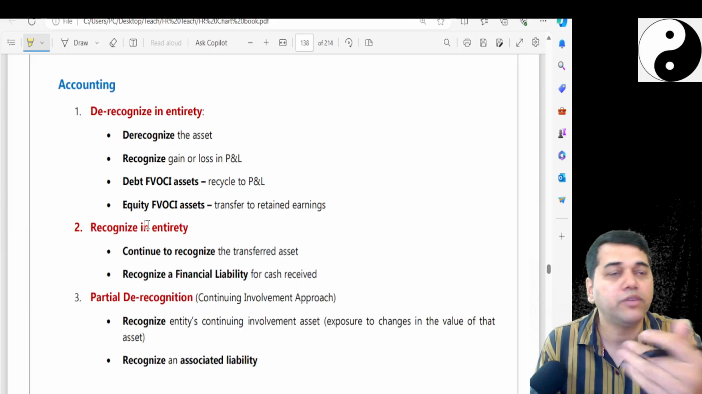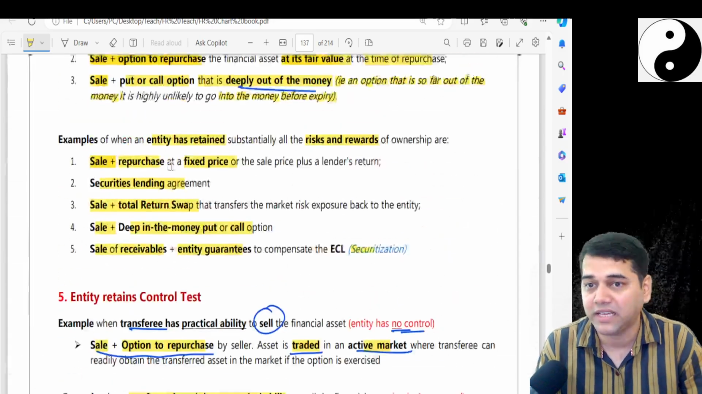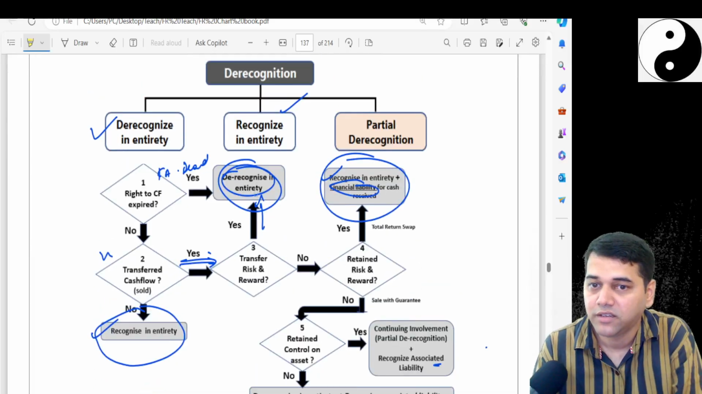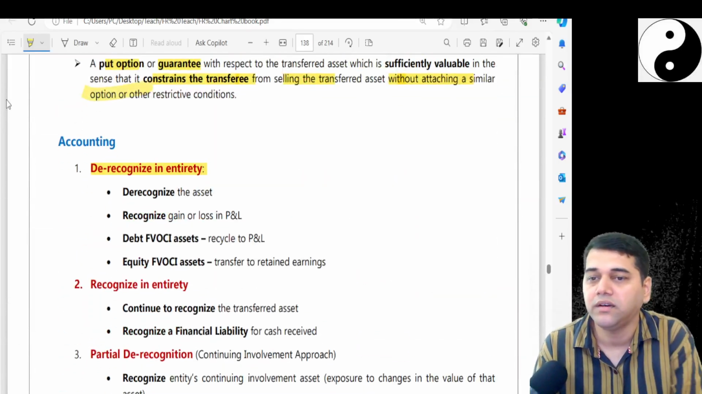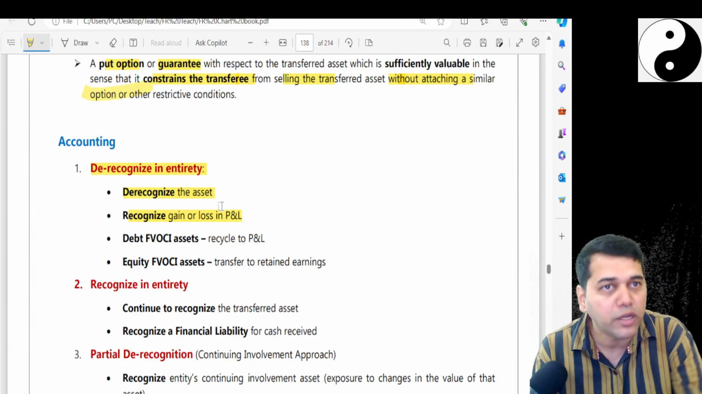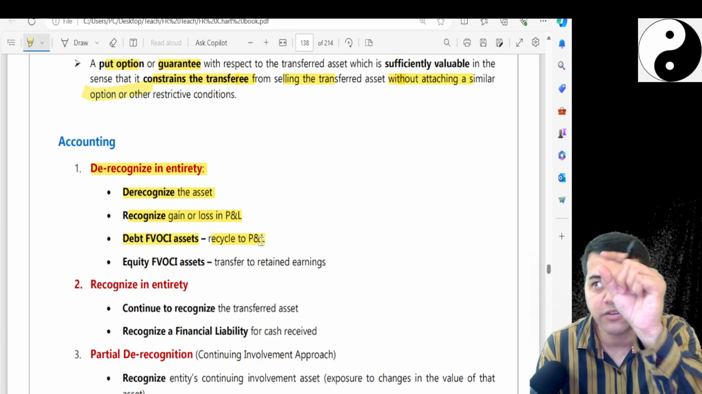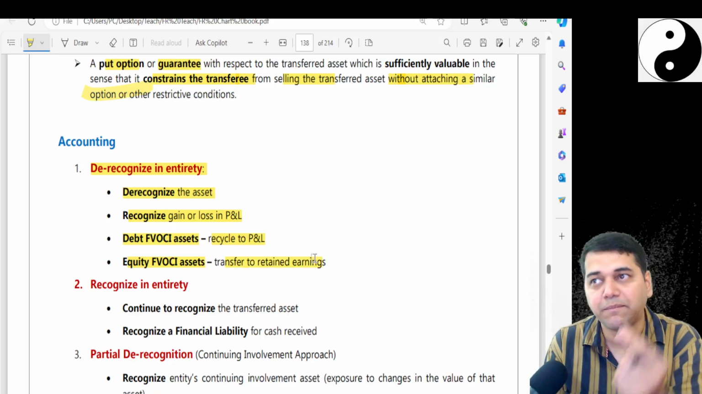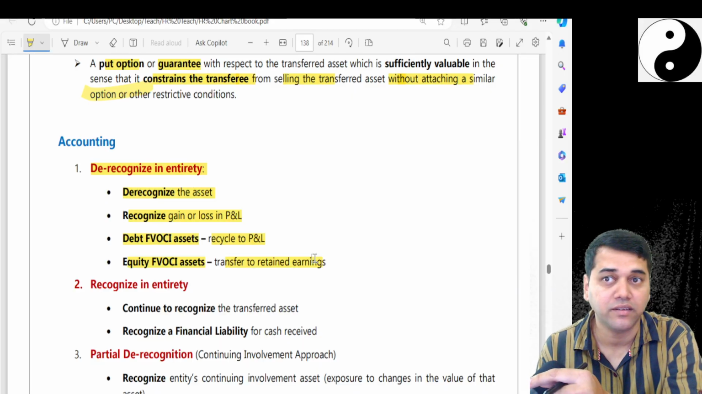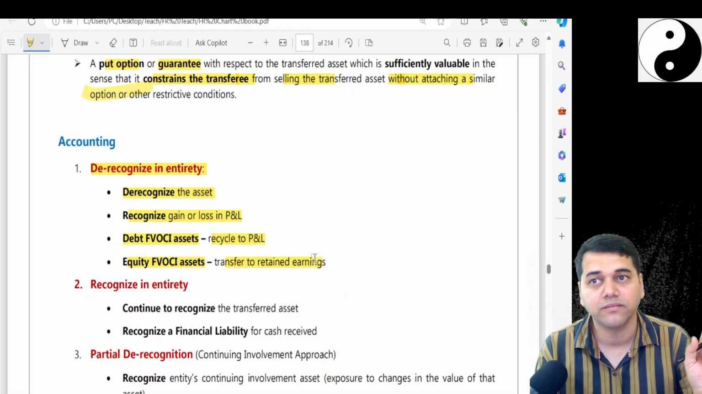So, how is the accounting going to happen? If you are going to derecognize totally, like in these cases, then your accounting entry is very simple. Derecognize asset, to asset, recognize the gain or loss in the P&L account, because book value goes out, bank comes in. If there is a debt FVOCI asset, it is equal to P&L account. You must have created some reserve. And equity FVOCI reserve transfer to. That means if that financial asset happens to be debt, classified at FVOCI, recycle. If it is equity, then take it to retained earnings.